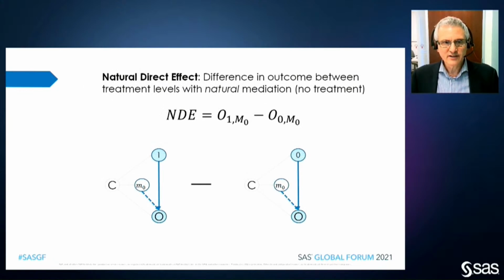The natural direct effect is a difference in the outcome between treatment levels with natural mediation. The natural direct effect is the controlled direct effect when we set the mediator at the value it obtains when the treatment is at its control value. So even when treatment is 1 on the left, the mediator is set at its level when treatment is 0. So the mediator value is the same in both, and it cancels out in this difference.